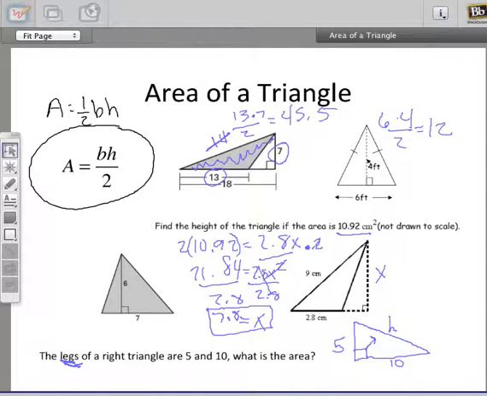And the reason we can find the area of this triangle is because the legs are perpendicular. So that's our base and our height. Remember, whenever you're trying to find the area of a triangle, you always want to use the perpendicular sides. So area is base times height divided by 2. So that'd be 5 times 10 over 2, which comes out to 25. Okay.